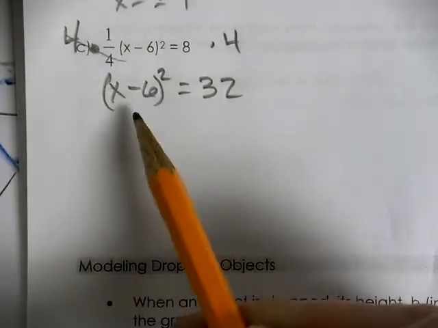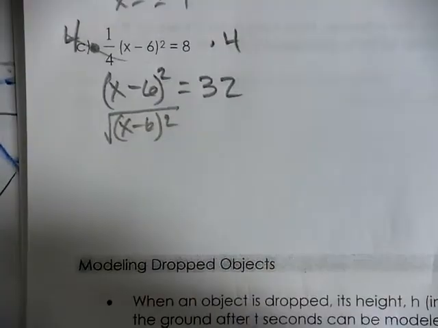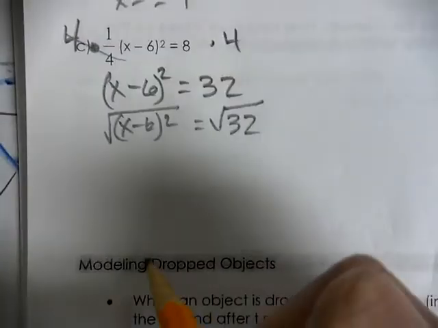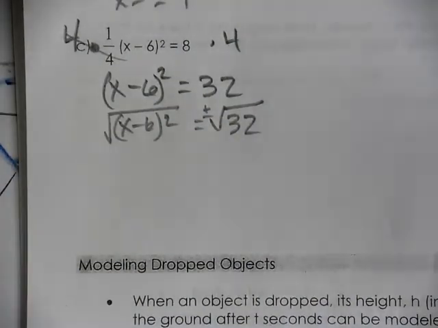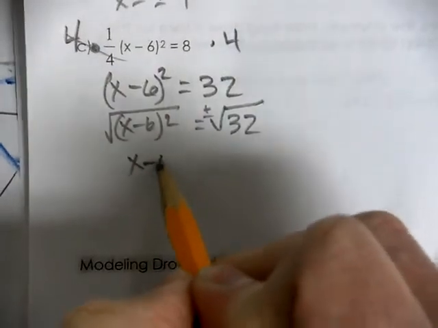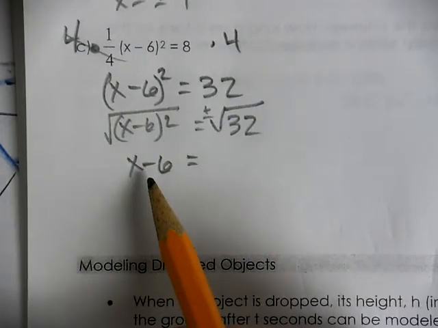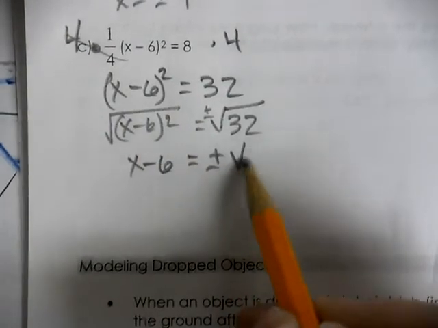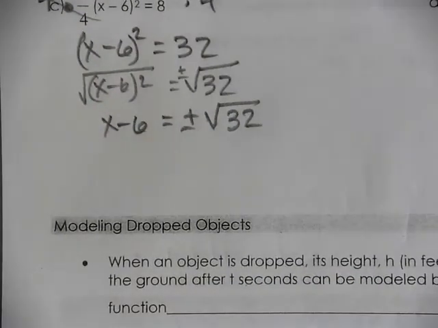So because we have a term that's being squared, this is where we use our square root. We're going to take the square root of the left side. We're going to take the square root of the right side. That will be plus or minus. When you take the square root of both sides, you get plus or minus. When you square root something that is squared, you get the number that's inside. So we get the x minus 6. And this is going to be plus or minus the square root of 32. So this is how we're going to come up with 2 different answers.